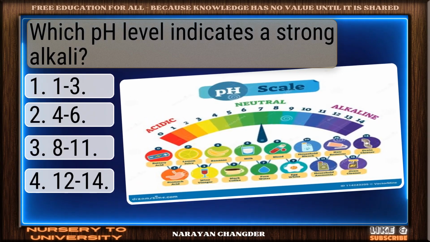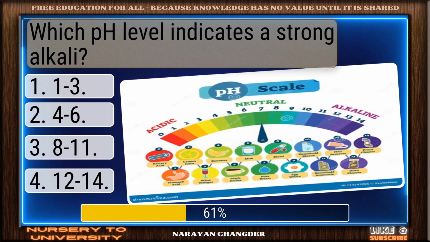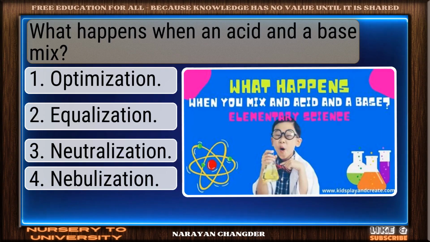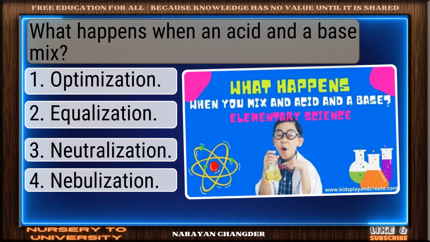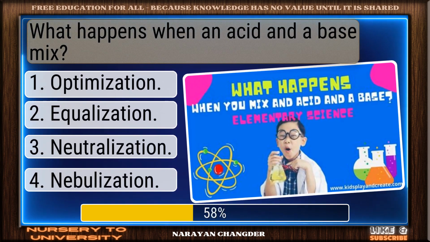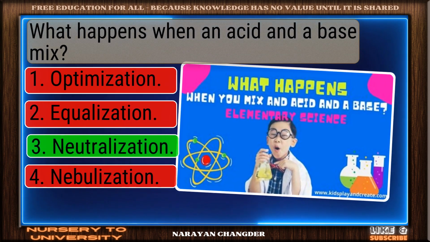Question number 13. Which pH level indicates a strong alkali? On track, 12 to 14 is the correct answer. Question number 14. What happens when an acid and a base mix? Valid point. Neutralization is true.